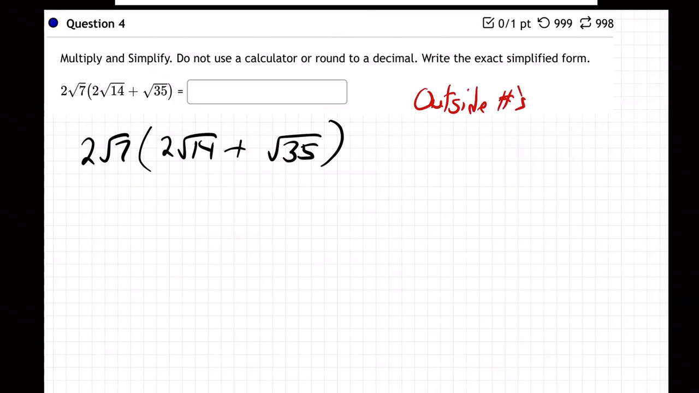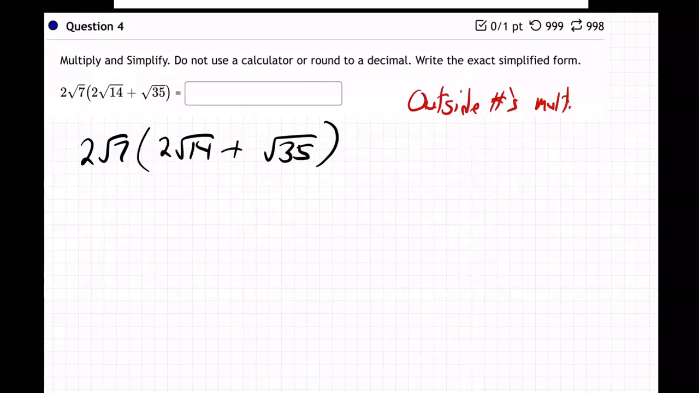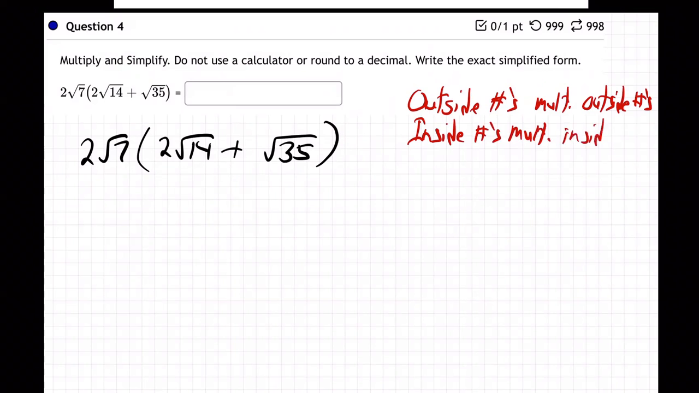Outside numbers multiply outside numbers, and inside numbers multiply inside numbers. The good analogy is prison, right? Outsiders interact with outsiders, insiders with insiders. That's just the reality. I'm not trying to make light of a hard situation. You go visit prison, you're still an outsider, and so there's always that divide. Outsiders with outsiders, insiders with insiders.